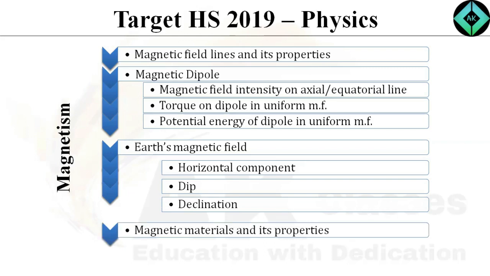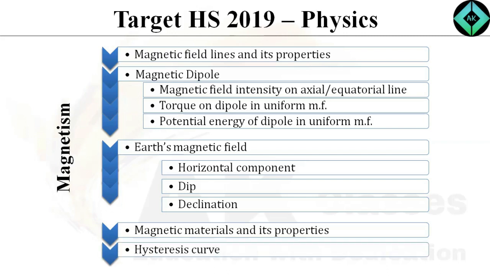Finally, you have the magnetic materials, that is para, dia and ferromagnetic materials and their properties. And lastly, the hysteresis curve. Go through the definition of coercivity and retentivity in hysteresis curve. So this is all about this chapter.